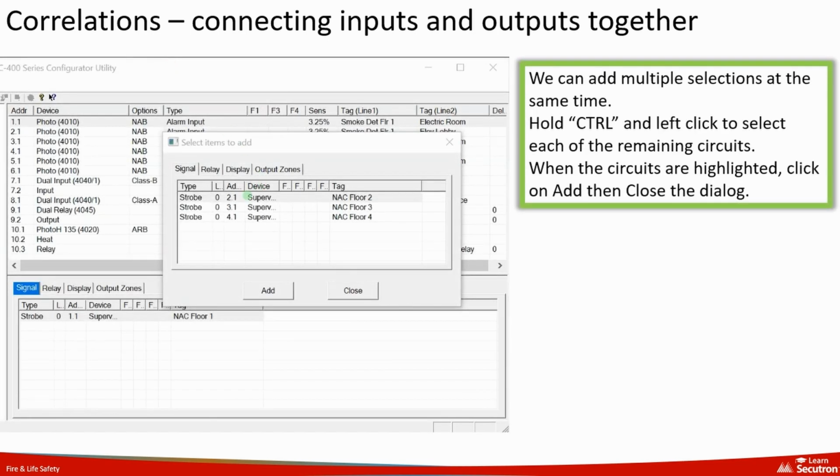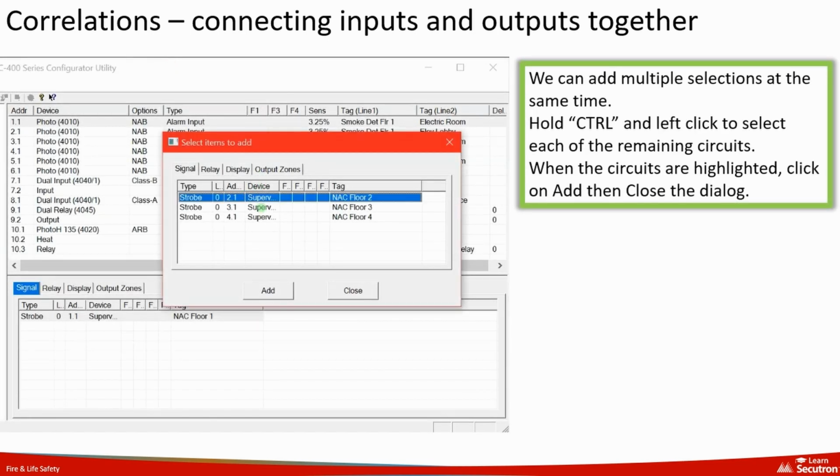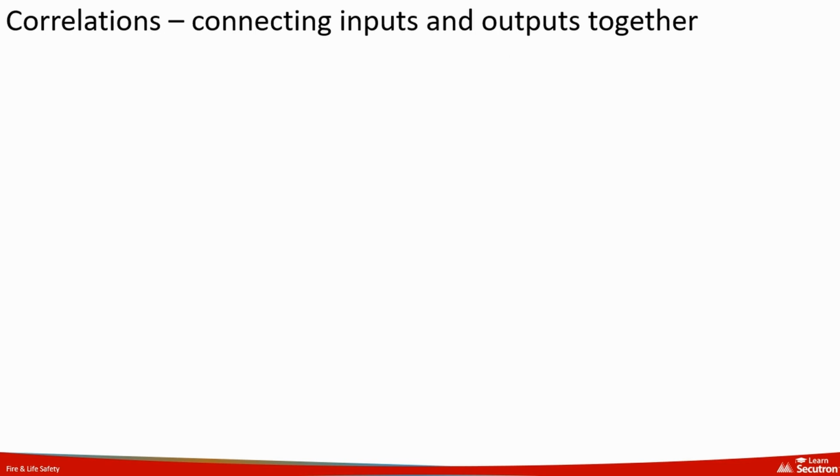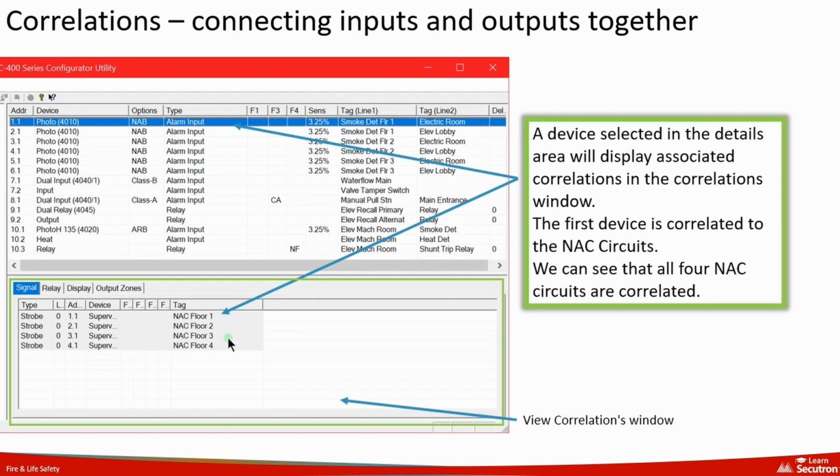We can add multiple selections at the same time. Hold Ctrl and left-click to select each of the remaining circuits. When the circuits are highlighted, click on Add, then close the dialog. When a device is selected, the Correlation Details area will display associated correlations in the Correlations window. Here we can see the first smoke detector is correlated to all 4 NACs.